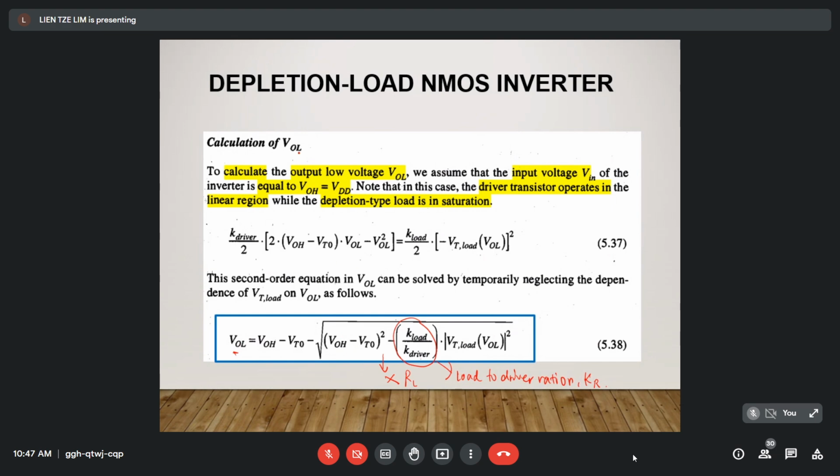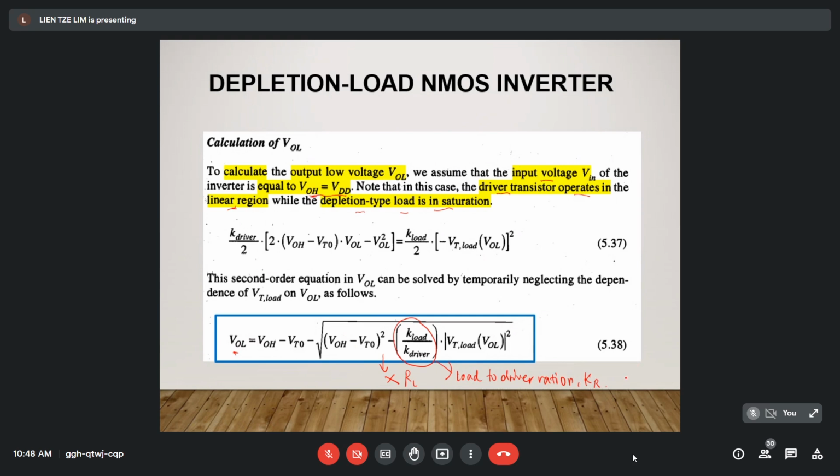For this VOL, since this is output low, the input must be high. The input voltage must be equal to VOH or VDD. So in this case, the driver transistor operates in the linear region, and the depletion type load is in saturation. This is how you should understand it.